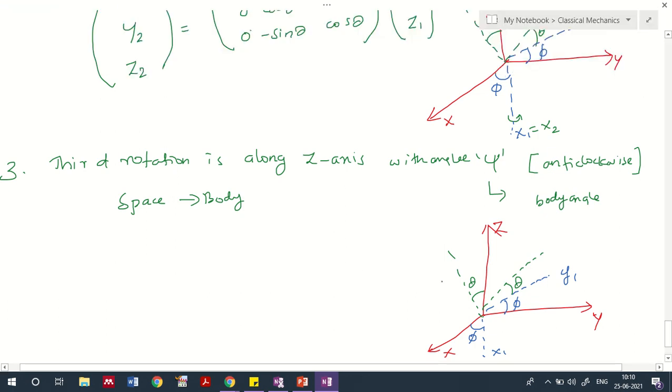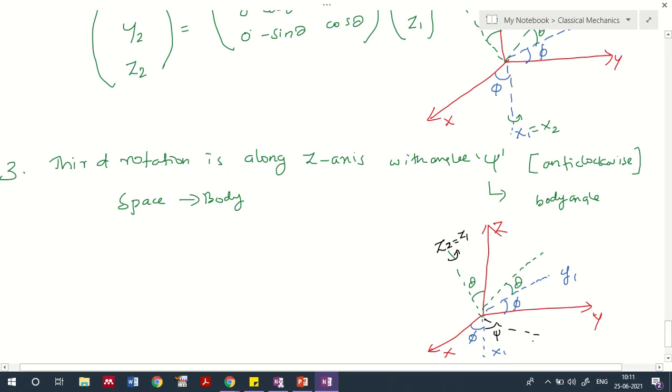Now the final rotation is along the z-axis. That means z2 will be equal to z1. So our final rotation is in the anti-clockwise direction on z2 equal to z1, and there will be a corresponding change by an angle, sorry, not phi, psi.